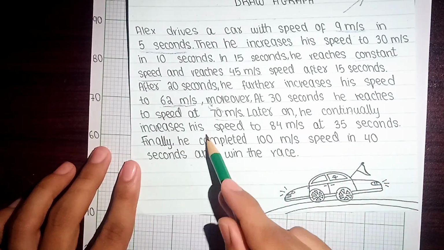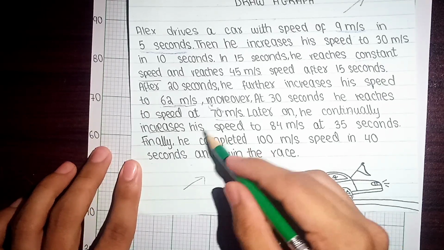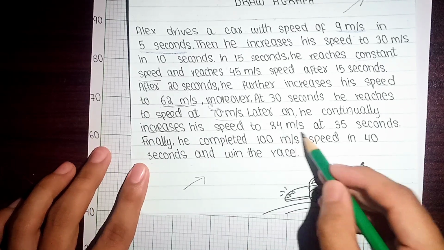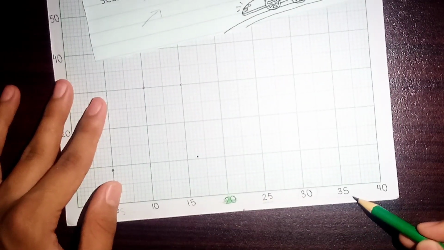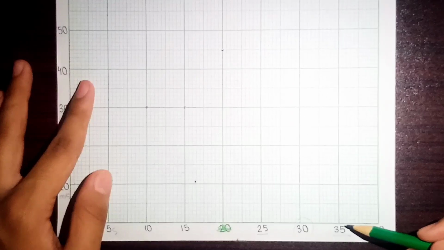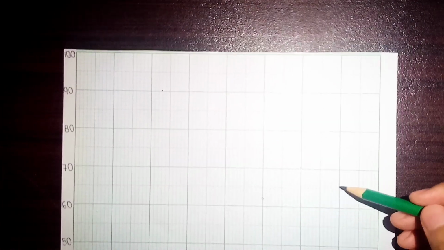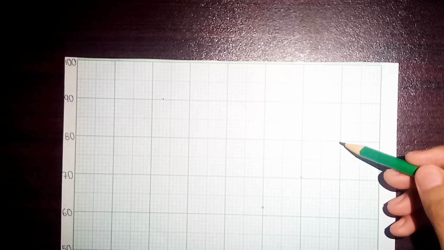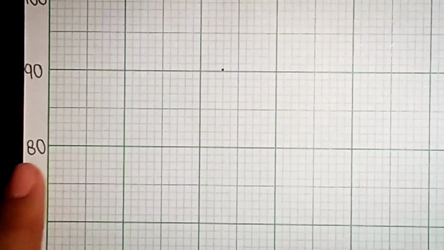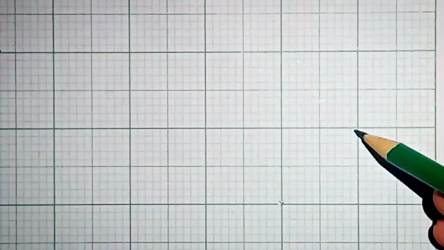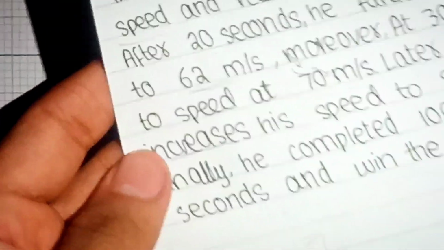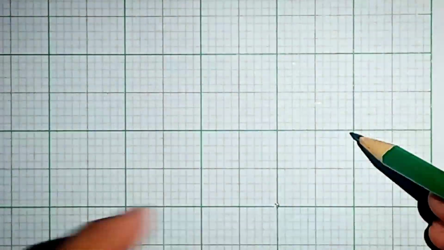Later on, he continually increases his speed to 84 meters per second. Here also the terminology increases means that this is not constant. At 35 seconds, this is the second last point I'm doing, the second last statement of the question, which I am fulfilling right now. Okay, so now at 35 seconds, 84 meters per second speed means 4 points above 80. I'll be drawing a dot again and zooming in so that the graph is visible for you guys. If there is still any confusion, you can comment. Okay, so here I am just drawing a simple dot at 84 meters per second.